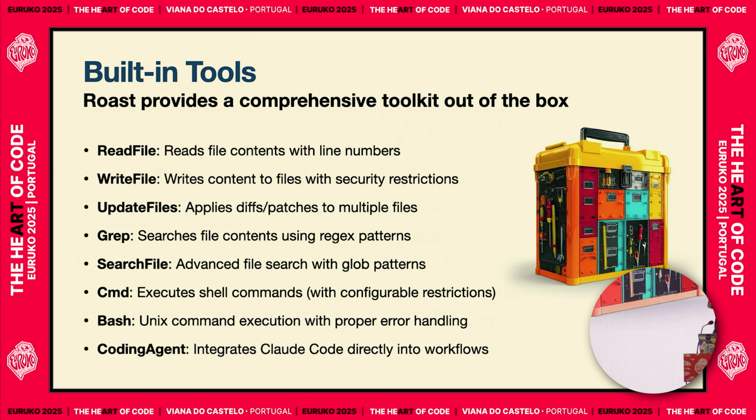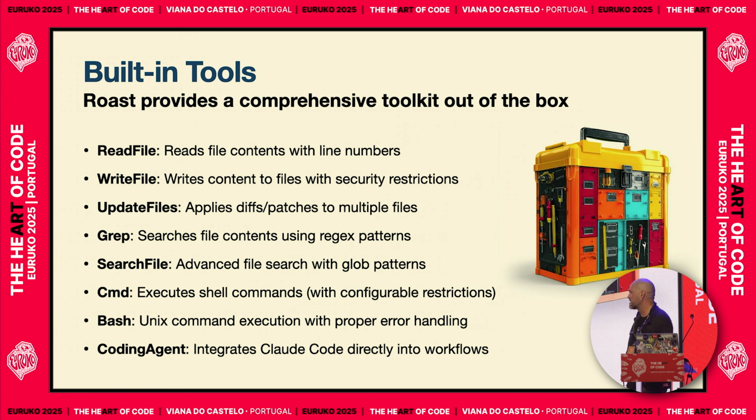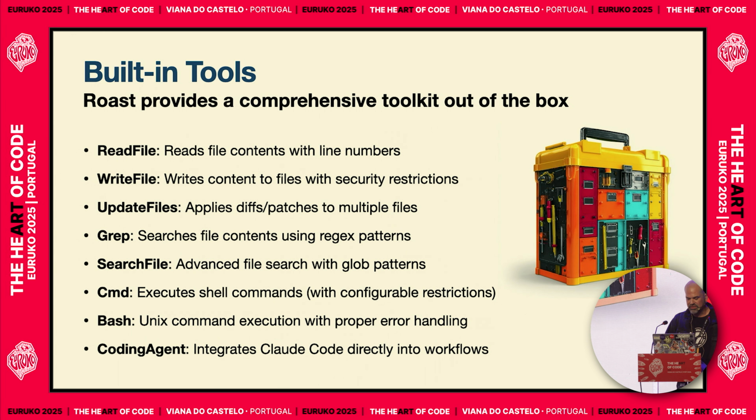I mentioned before that there's built-in tools. This is the list of built-in tools that Roast provides out of the box. You have an API for creating your own tools, and I'll mention MCP in a second, but these are the built-in tools. You can read a file, you can write a file, you can update more than one file at a time. You can also grep, which, if I'm not mistaken, implements ripgrep for performance reasons. You can search, execute shell commands, or bash with full error handling, and of course the coding agent.